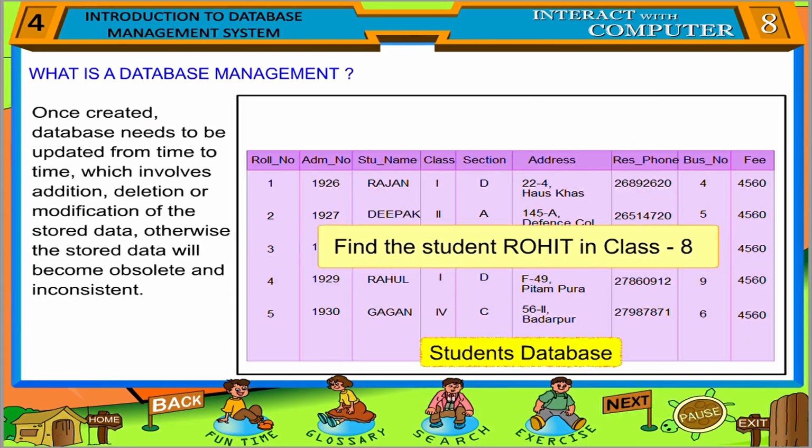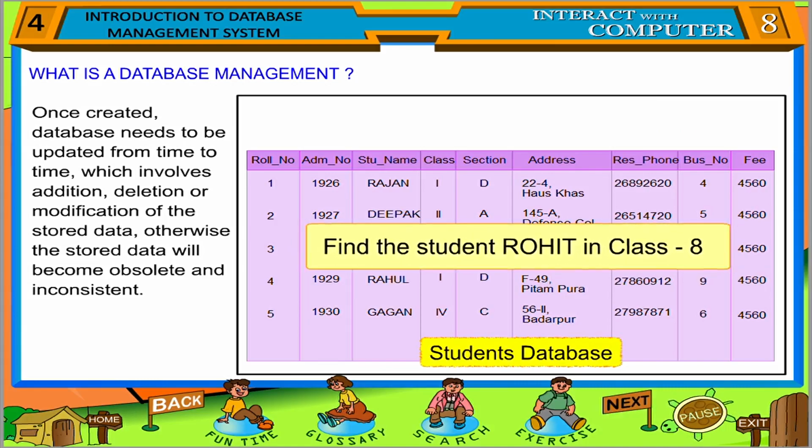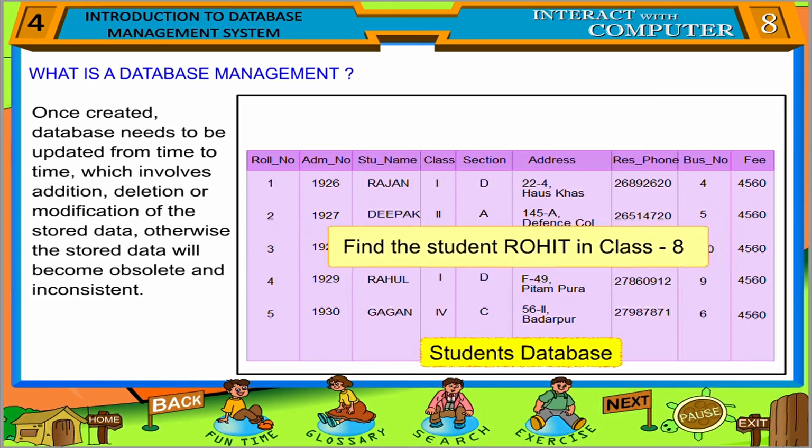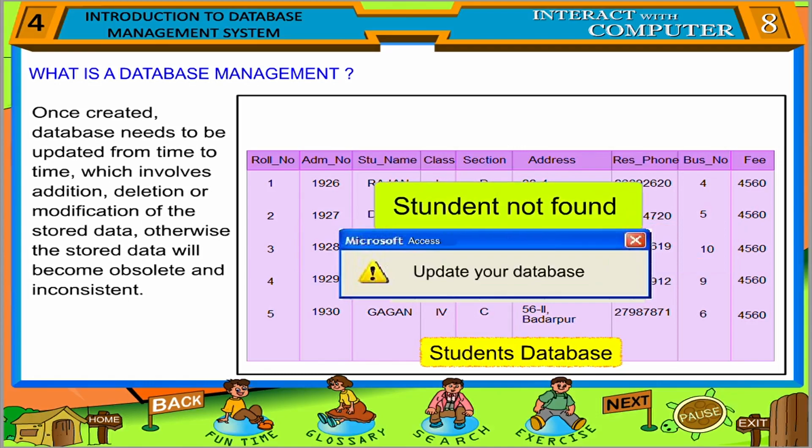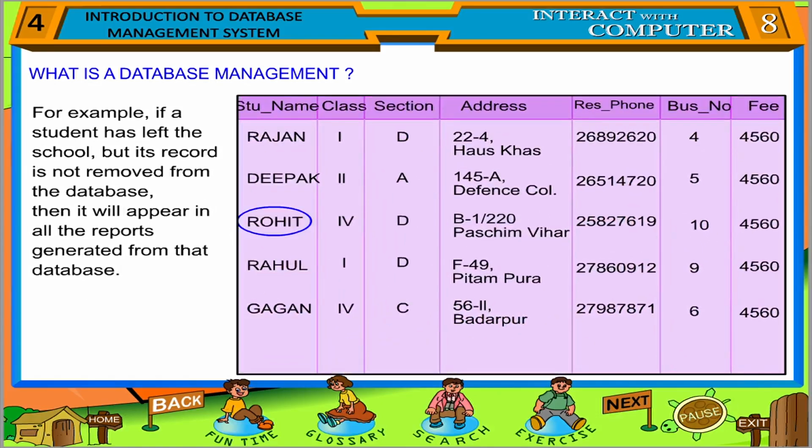What is database management? Once created, a database needs to be updated from time to time, which involves addition, deletion, or modification of the stored data. Otherwise, the stored data will become obsolete and inconsistent. For example, if a student has left the school but their record is not removed from the database, then it will appear in all the reports generated from that database.